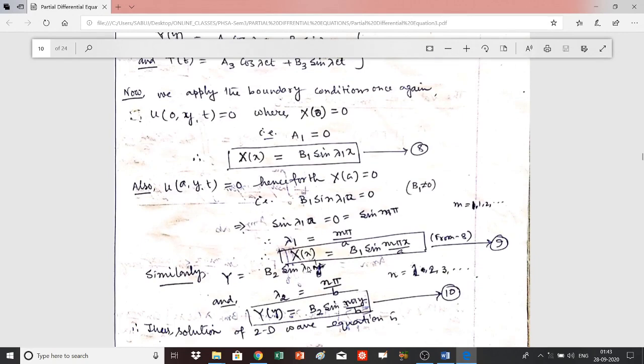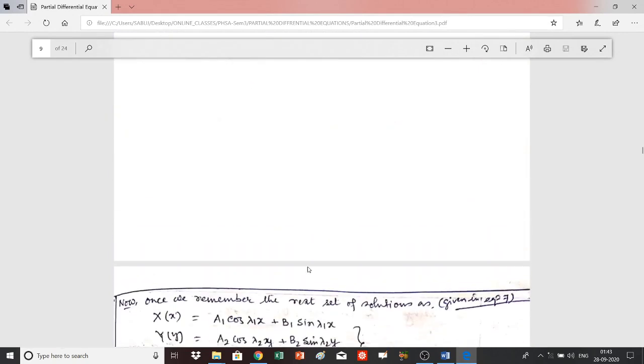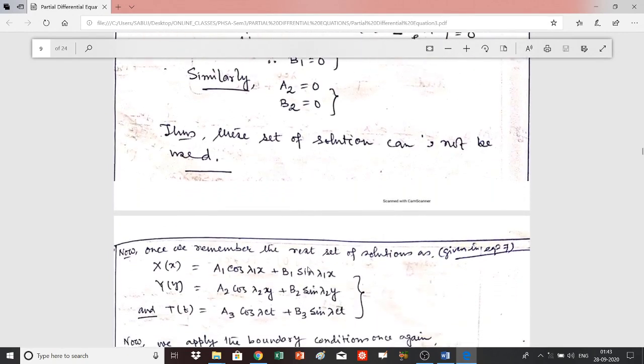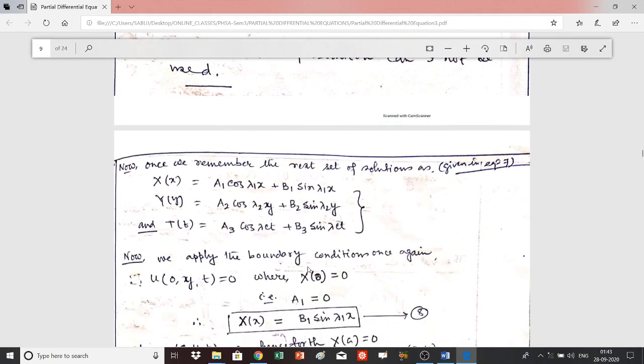So the first and second series of solution are not possible, and we are here to check whether the third one is possible or not. The third solutions were like this. X is equal to a1 cos lambda 1x plus b1 sin lambda 1x, then y is equal to a2 cos lambda 2y plus b2 sin lambda 2y, T is equal to a3 cos lambda ct plus b3 sin lambda ct.